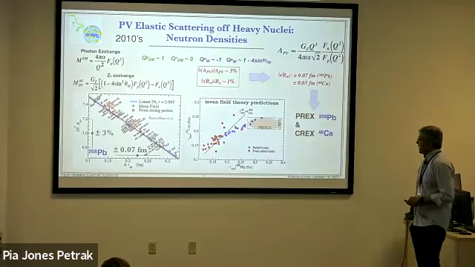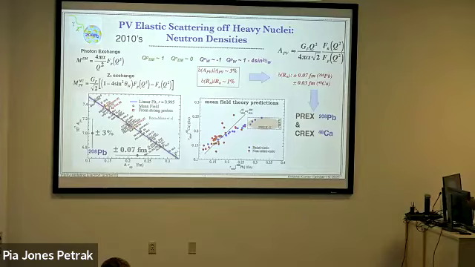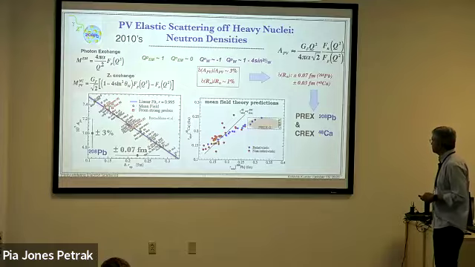Now, why do you do two nuclei? It turns out that these mean field theory predictions can vary quite a bit for a neutron-rich light nucleus versus a neutron-rich heavy nucleus. And for example, they can't even decide whether the neutron skin of calcium-48 is bigger or smaller than the neutron skin of lead-208, right? So this line is, they are equal. So this is the goal of the two experiments, PREX and CREX, to put an ellipse like this on this plot to choose between these models.